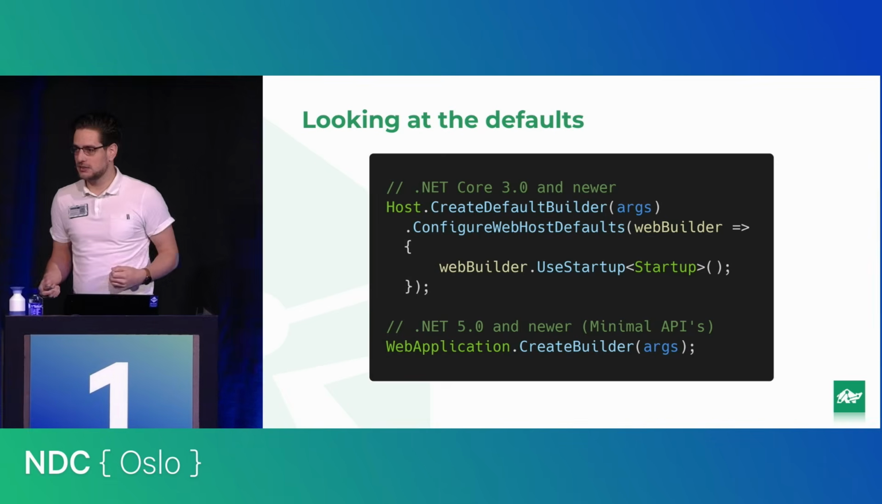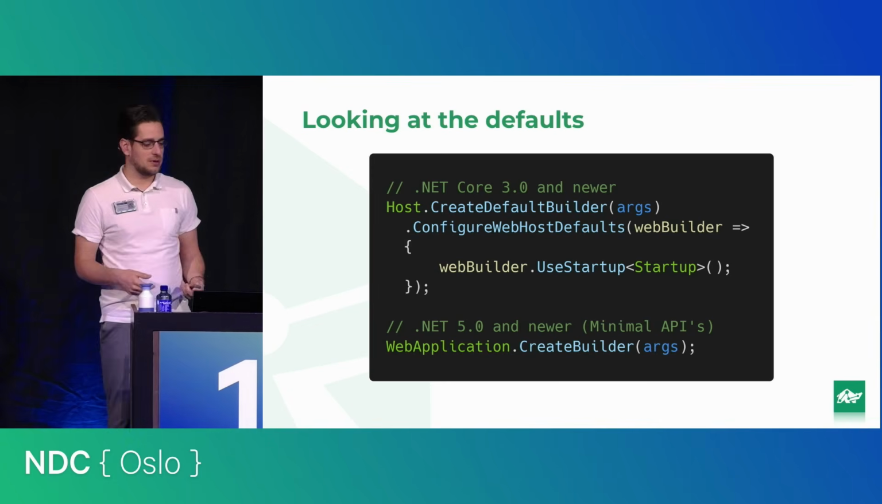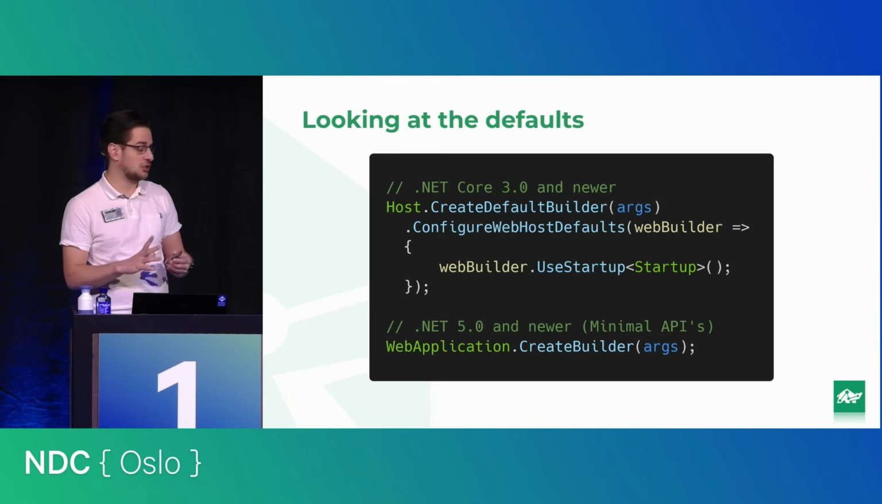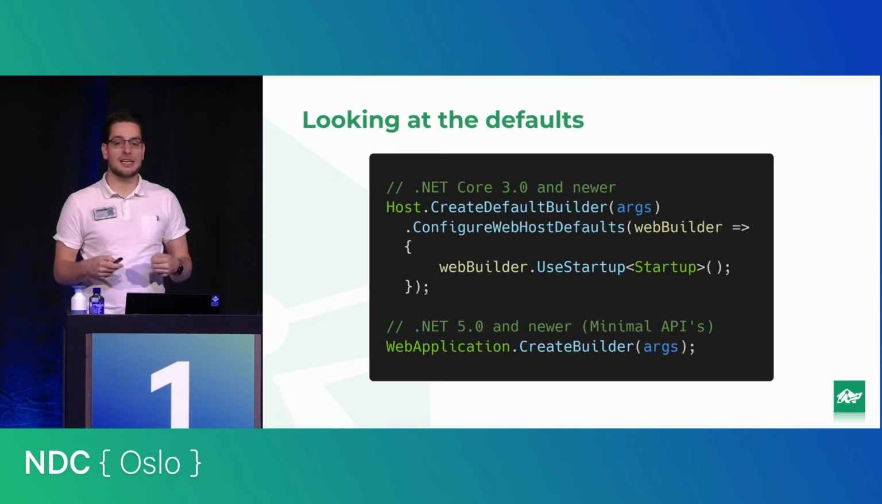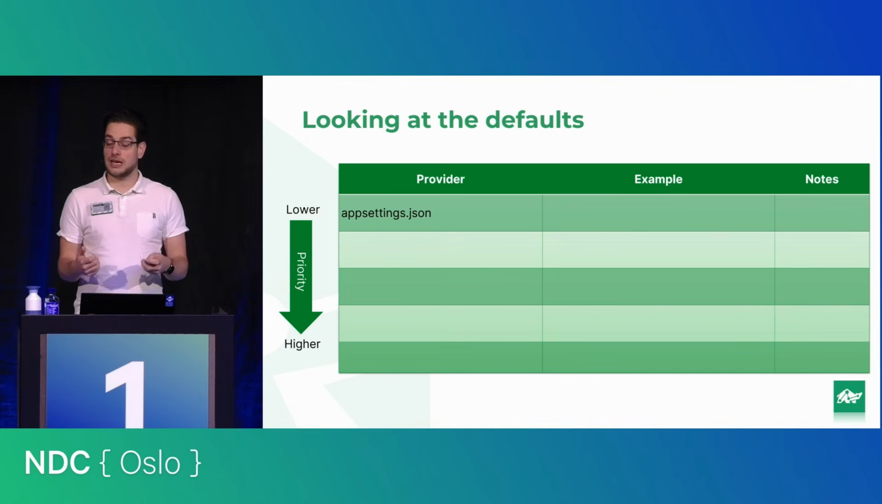So how does that work? That's because .NET creates a lot of default setups for you. So when you're using the host or WebApplication class in the newer versions, or just the generic host, it will create a default setup for you. And this default setup looks as follows.